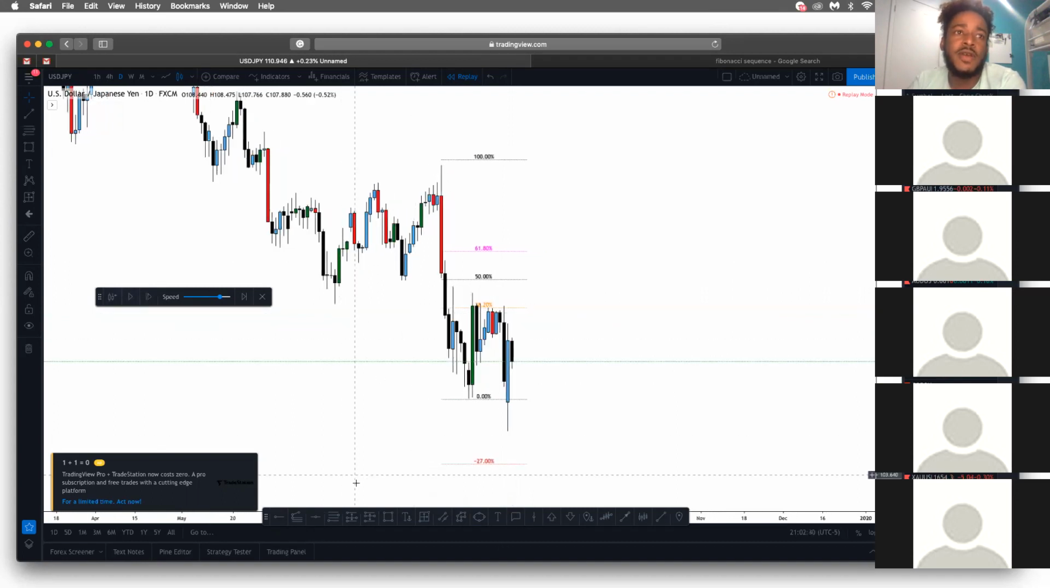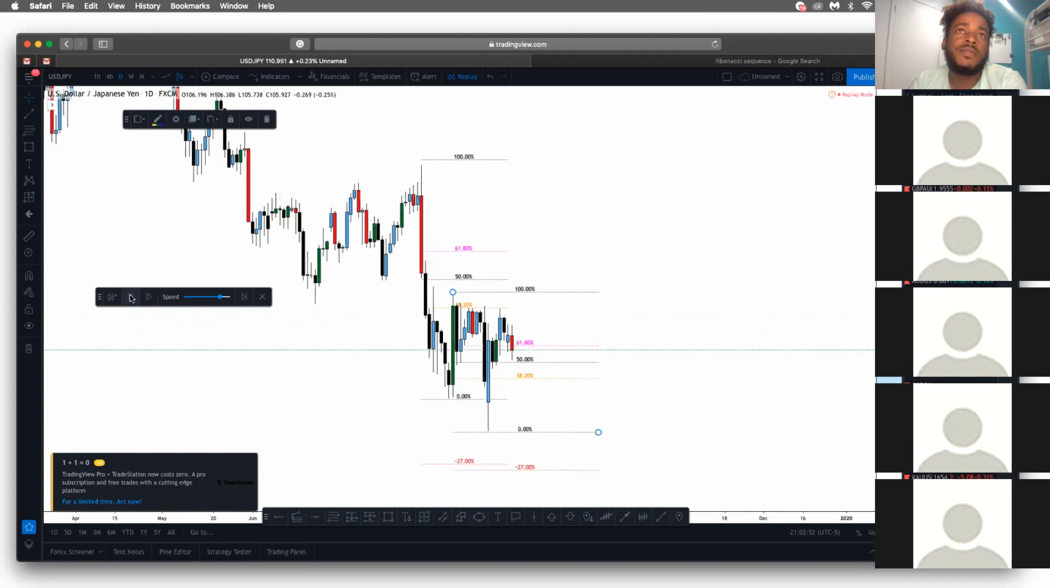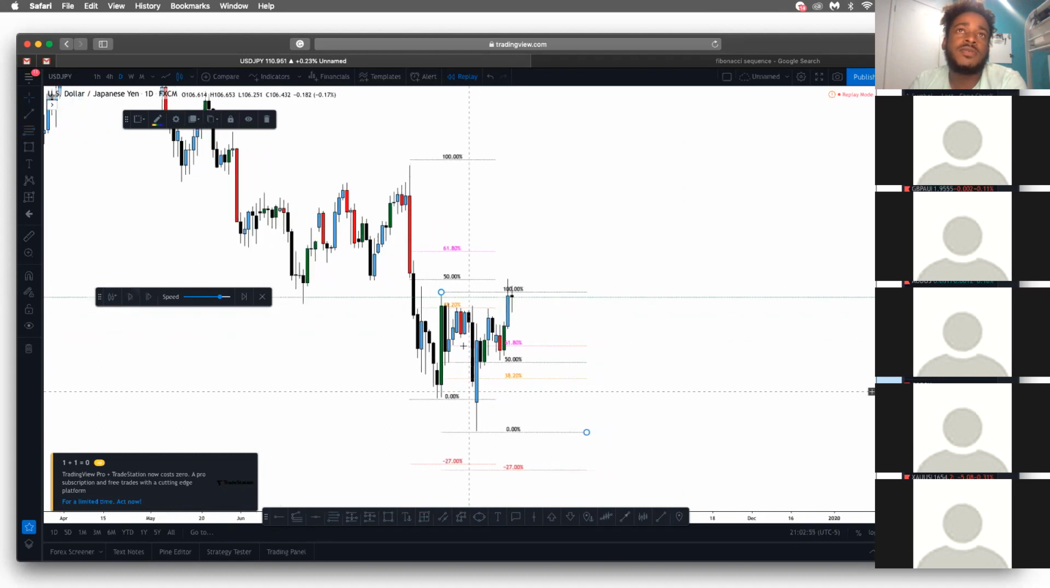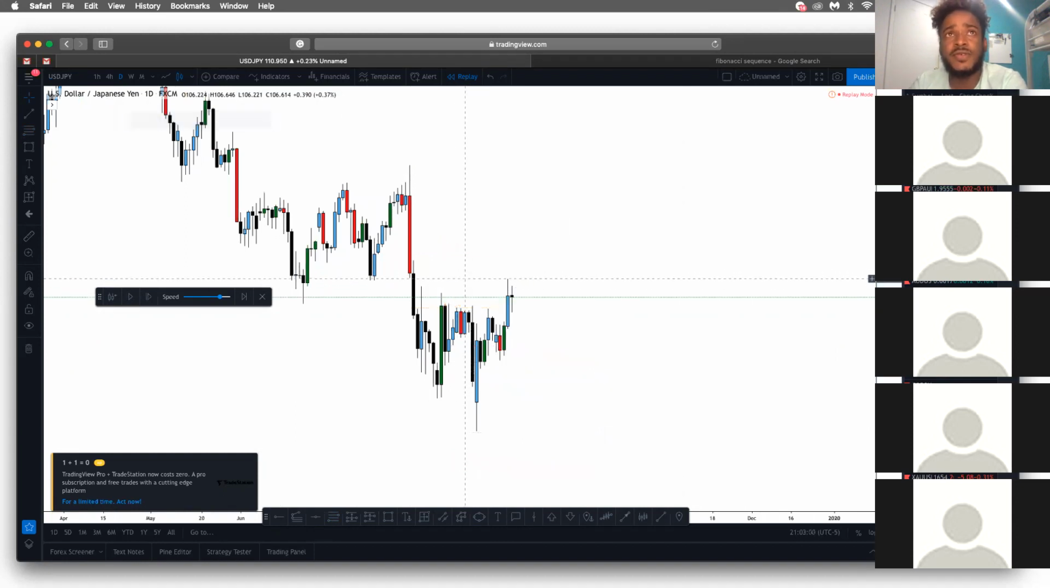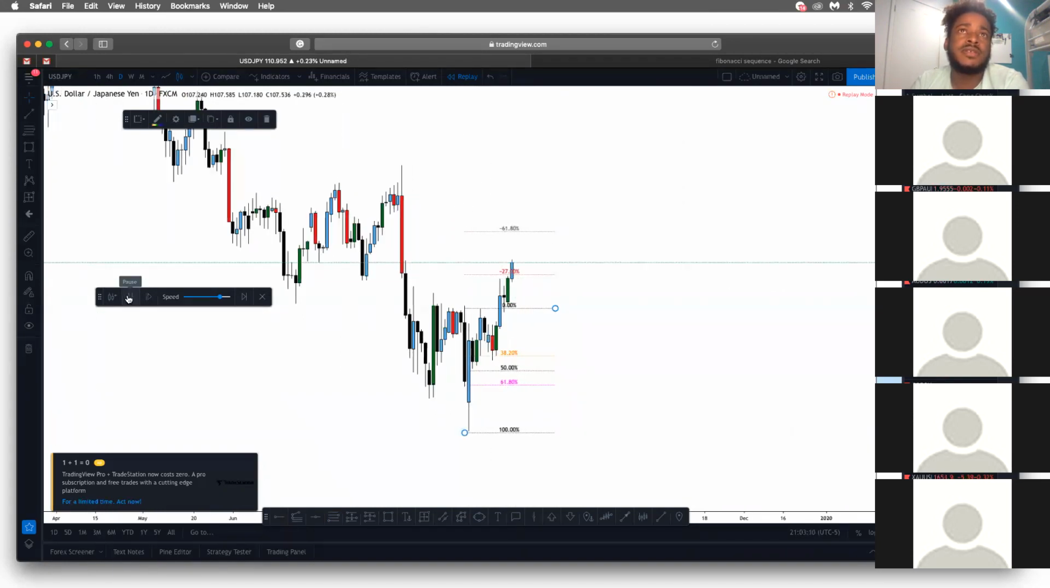Okay, so now we have a lower low. We draw Fibonacci from the lower high to the lower low. Okay, so just like what we were doing with the trend lines before, we adjust, right? Here we had the market react to 38.2. Let's keep pressing play and see.